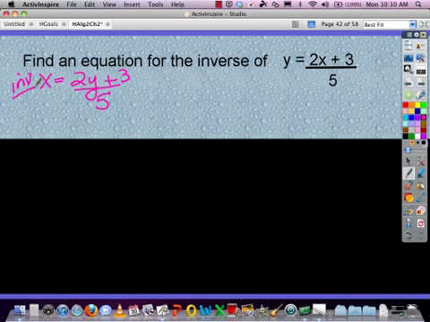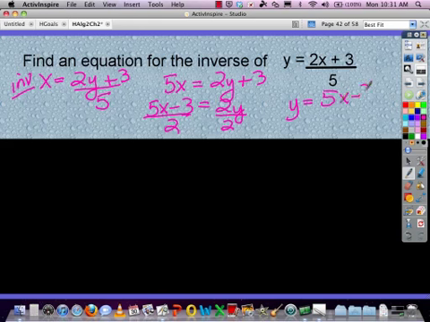So let's do that next. And the first step would be to get rid of the divide by 5. So we multiply both sides by 5, and we would get 5x equals 2y plus 3. We'd subtract 3 from both sides and get 5x minus 3 equals 2y. We would then have to divide both sides by 2. That would leave us with our final equation of y equals (5x minus 3) all divided by 2.